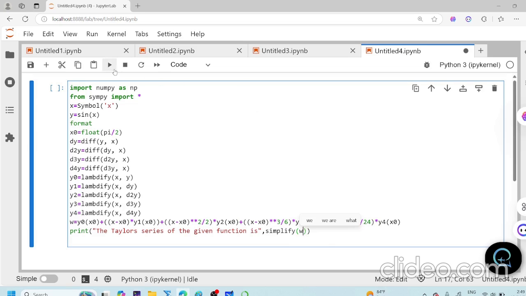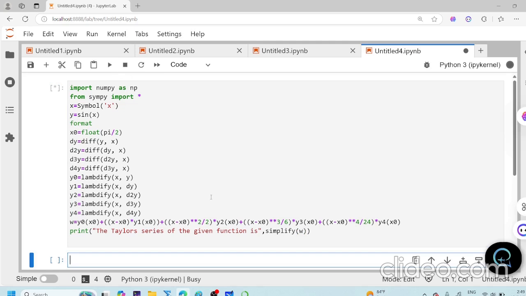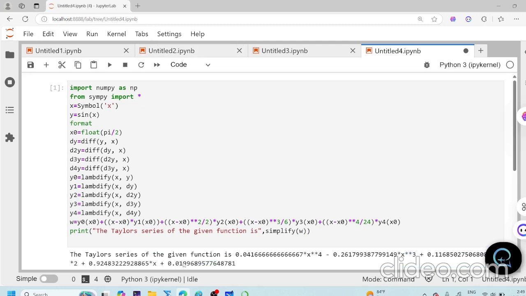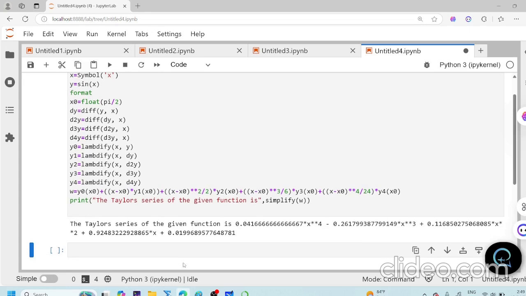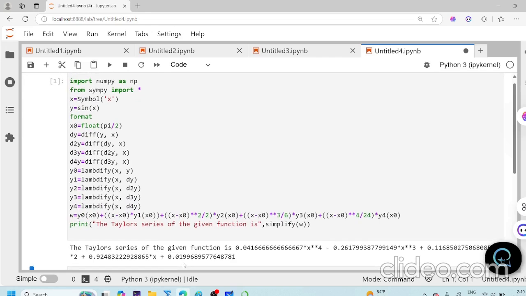Okay, let me run it. It's still running. Look into this time. Okay. So this is the Taylor series expansion of the given function. Okay, this is how I have to write the Python code to generate the Taylor series of the given function. Okay, this is one part.